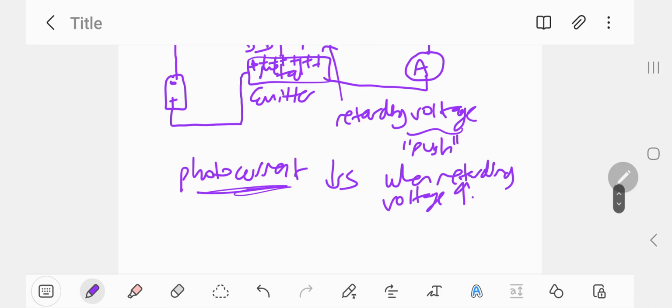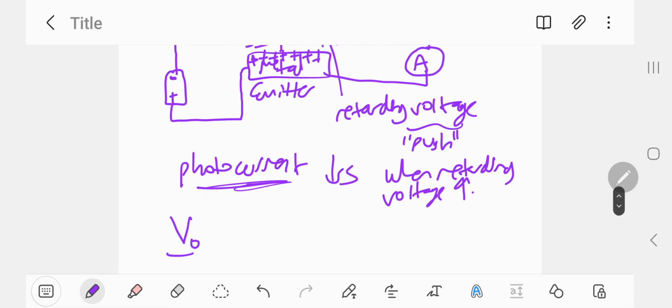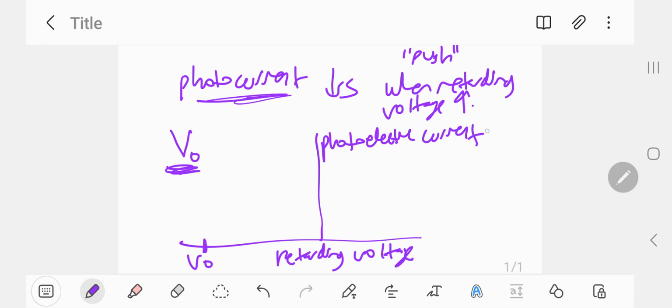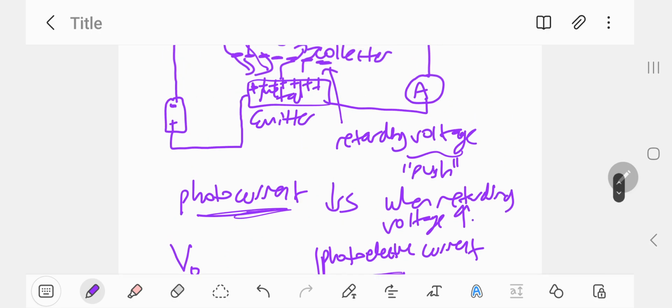At a very specific value of retarding voltage, let's call it V sub 0, no more photocurrent appears. So let me draw a graph of this. Let's call this axis the retarding voltage, with some value here, V sub 0. Let's call the y-axis the photoelectric current, in other words, the electrons being ejected from the metal. Below V sub 0, you get no current at all, zero. But above that, you get current flow like this. And that's the photoelectric effect.